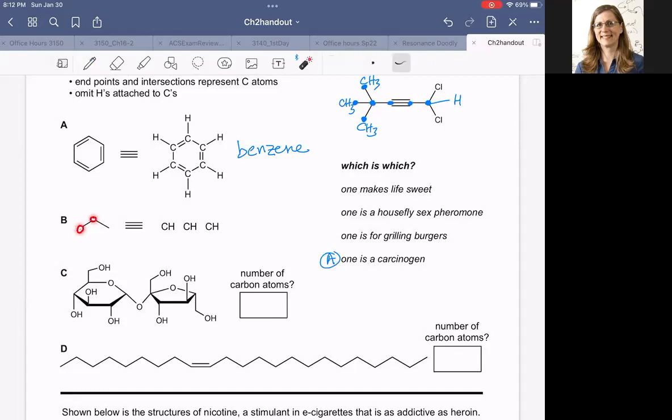This has 1, 2, 3 carbons. So how would we expand? What would the condensed structure look like for this? That first carbon has how many hydrogens? It is a CH3. The middle carbon is a CH2, and the end carbon is a CH3. So that line drawing represents a 3-carbon chain that is known as propane.